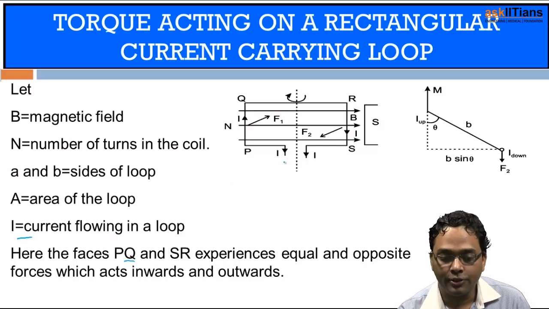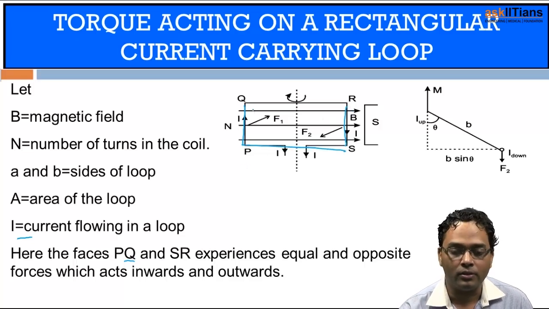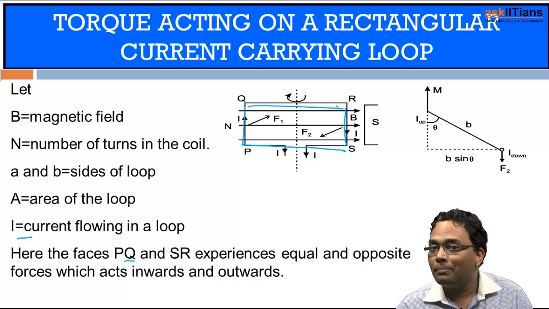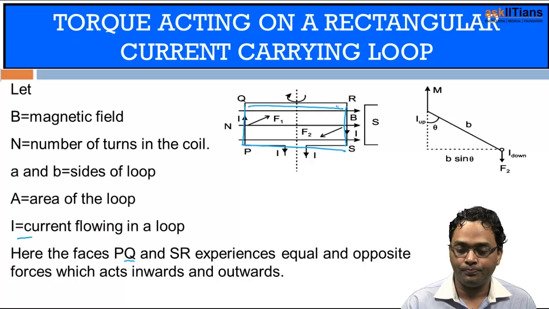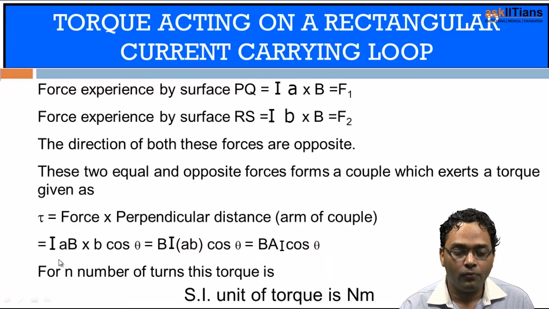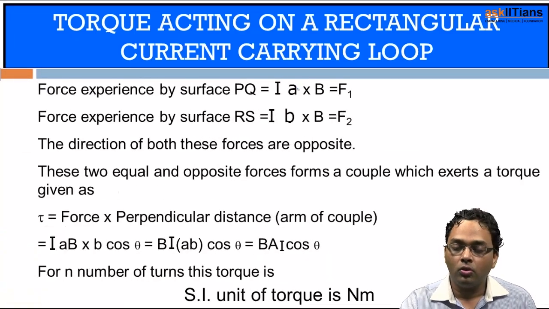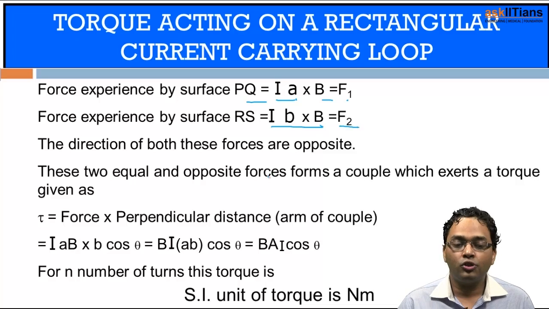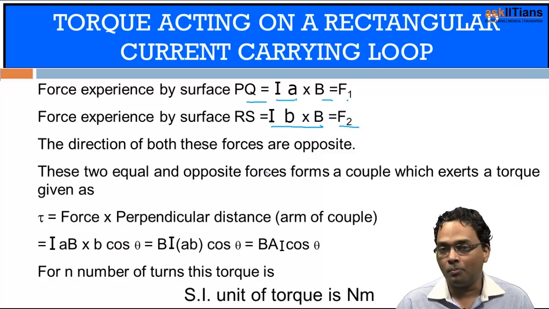What are the sides which are going to be experiencing forces? It is going to be PQ and RS, not this one, and similarly not this one, right? Because this is parallel or anti-parallel to the direction of the magnetic field. So there is no force being exerted, because for a force to be exerted, it has to be perpendicular to the direction of the magnetic field. So only PQ and RS are perpendicular. If we want to find the net value of force, this is going to be I A cross B, and similarly for RS it's going to be this. These two forces are equal and opposite to each other.